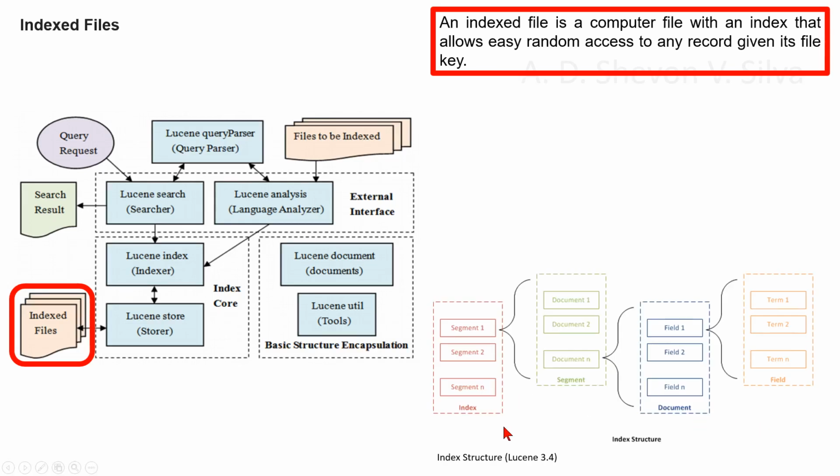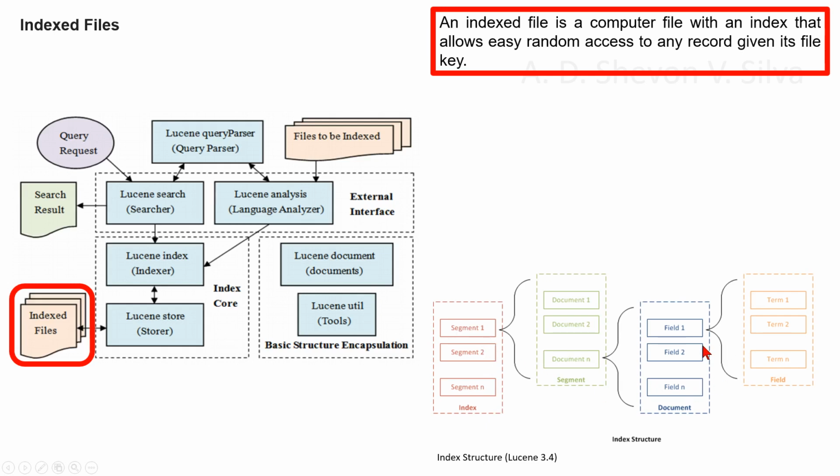Here you can see the index structure. An index is basically a set of documents that are to be searched. The index may be composed of multiple sub-indexes or segments. Each segment is a fully independent index which could be searched separately.